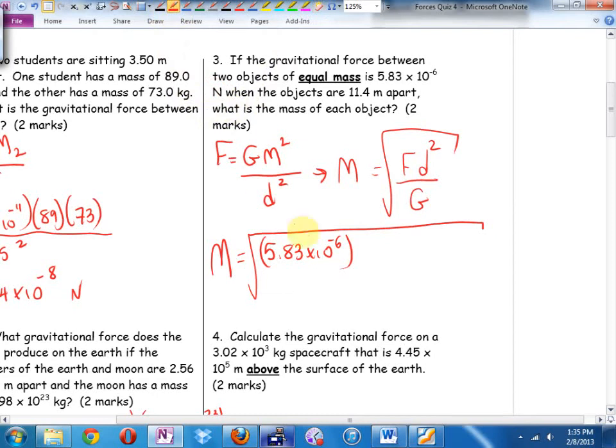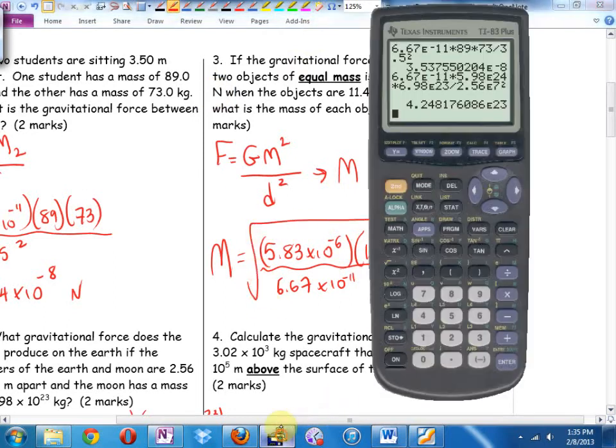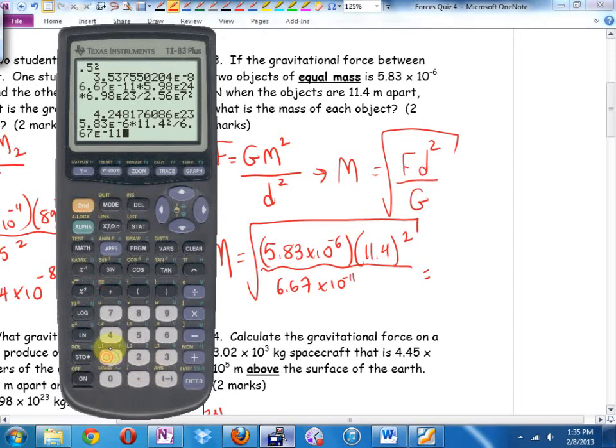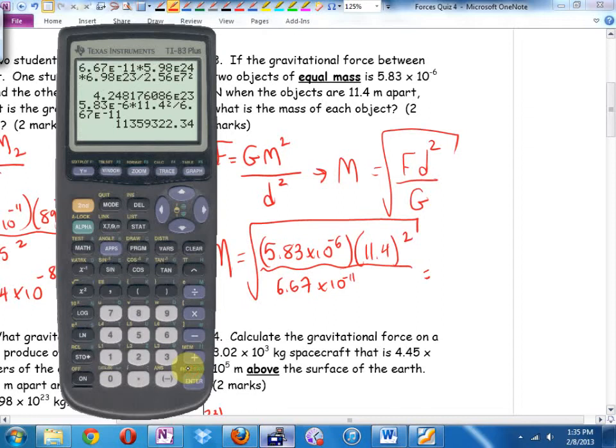Distance squared, 11.4 squared, divided by big G. I know that, that's 6.67 times 10 to the negative 11. Here we go. 5.83 scientific notation button, negative 6, times 11.4 squared, divided by 6.67 scientific notation button, negative 11, equals. Double check, did I type that in right? Yes. Oh, square root, Mr. Duke.